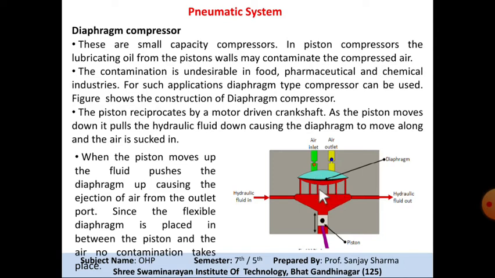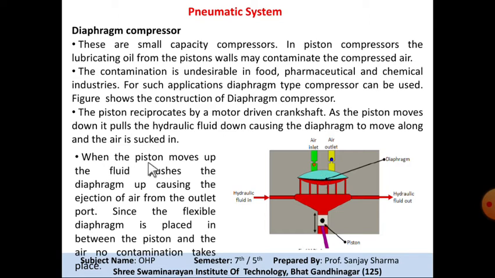So there are two different chambers, and they are perfectly oil-sealed, separated chambers. So not a single oil drop will enter above the diaphragm. This type of compressor is termed a diaphragm compressor, which is used in the food as well as pharmaceutical or some other chemical industries where oil contamination in the air is strictly prohibited.